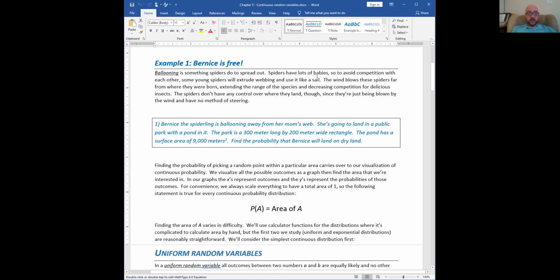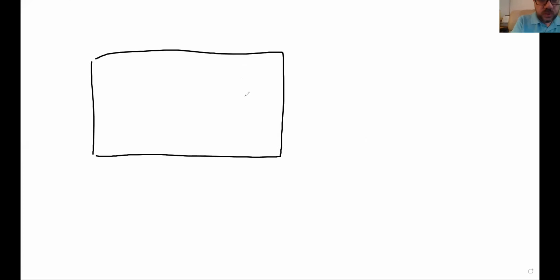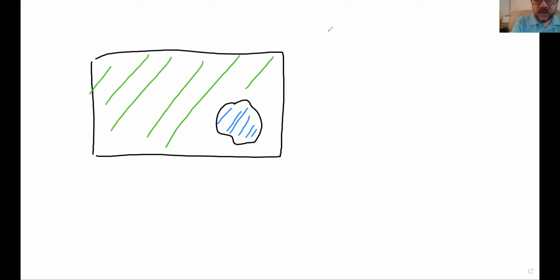So to do that, of course, we're going to draw a picture. All right, so let's draw this picture here. We've got the park. Actually, let's put the pond in. Pond, and then park. Park will be green. That seems right. There we go. So Bernice, not being an aquatic spider, would like to land on the green part.